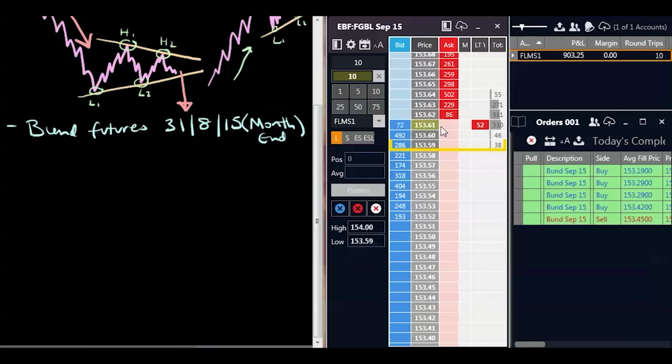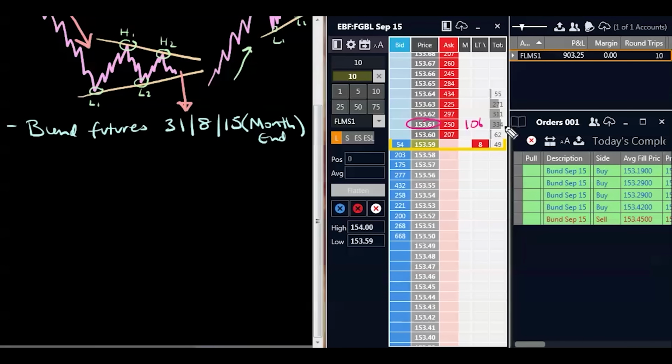You can see the clip sizes around 5, 10, and then we just get one big clip of 100 lots. 106 lots just went through there at 61s. Now remember that, because obviously that's the first indication that we're getting a bit of selling here.